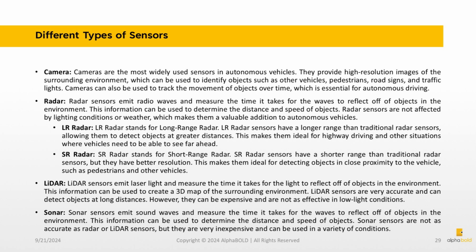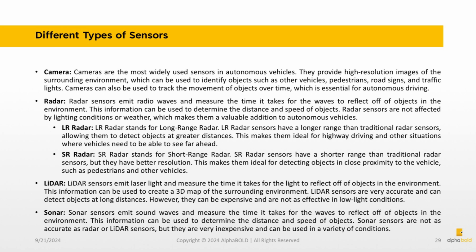LR radar. LR radar stands for long-range radar. LR radar sensors have a longer range than traditional radar sensors, allowing them to detect objects at greater distances. This makes them ideal for highway driving and other situations where vehicles need to be able to see far ahead. SR radar. SR radar stands for short-range radar. SR radar sensors have a shorter range than traditional radar sensors, but they have better resolution. This makes them ideal for detecting objects in close proximity to the vehicle, such as pedestrians and other vehicles.